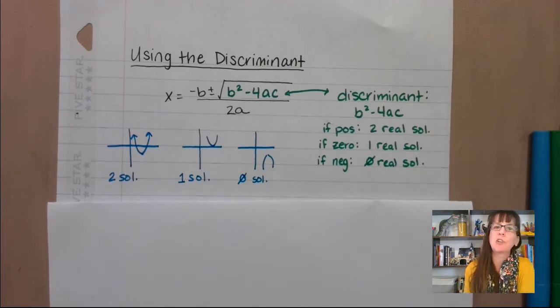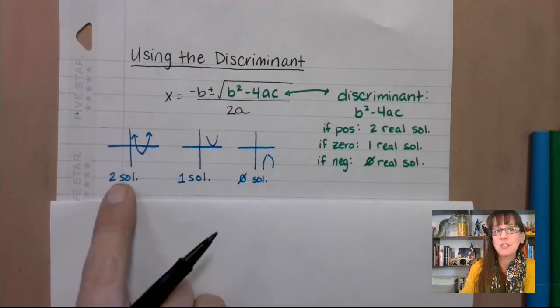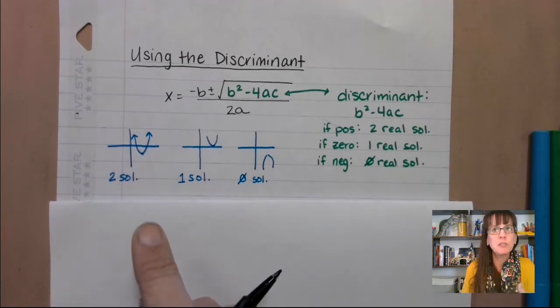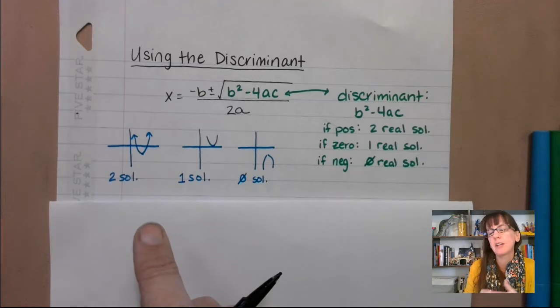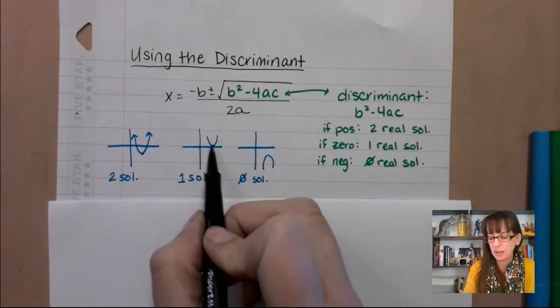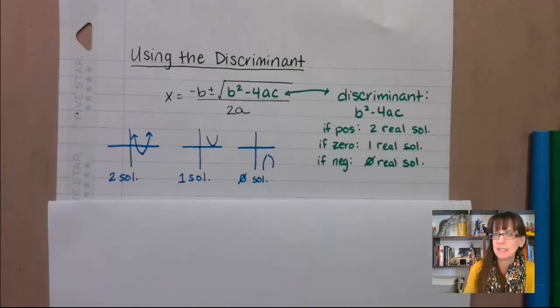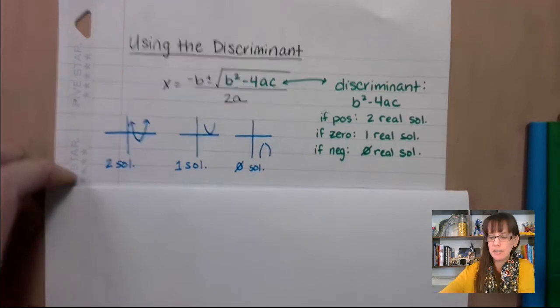So what does that mean as far as graphing goes? Well, if your graph crosses your x-axis twice, that's 2 solutions. Remember, solutions are the same thing as roots, which are the same thing as x-intercepts, which are the same thing as zeros. If it crosses 1 time or if it bounces off that x-axis, that is 1 solution. If it doesn't cross it at all, that's 0 solutions. So let's practice finding our discriminant.